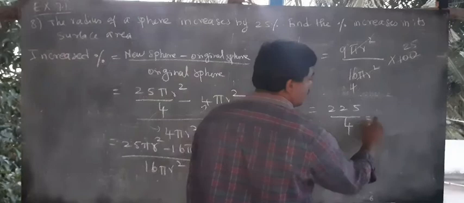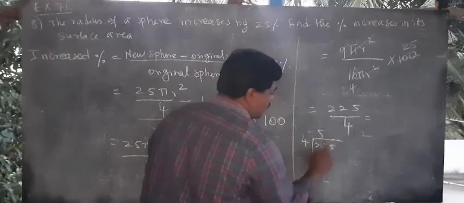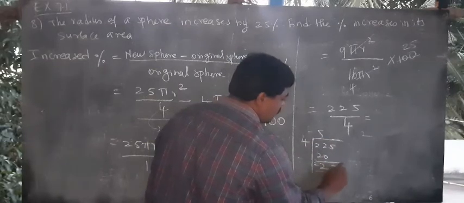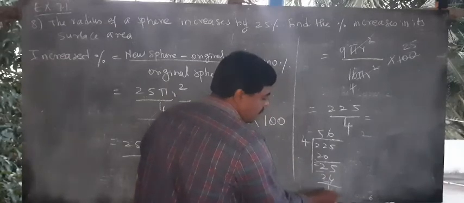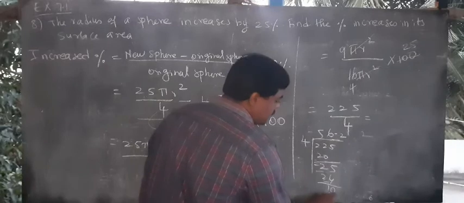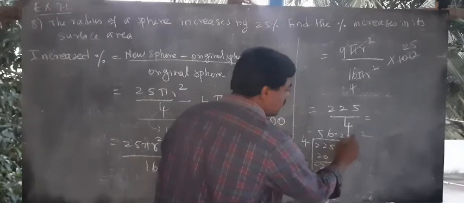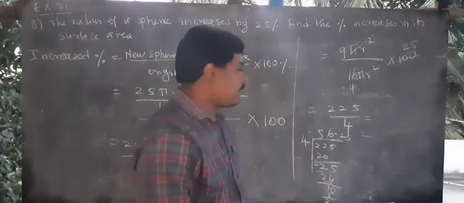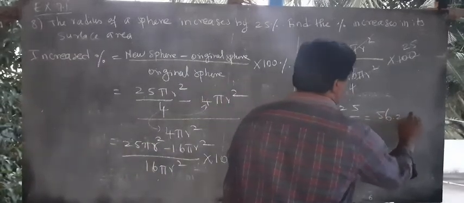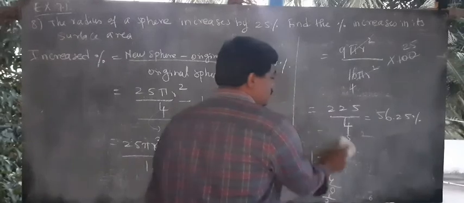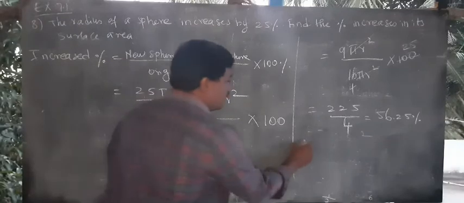225 by 4. So we divide: 4 fives are 20, 4 sixes are 24, remaining 1. Here we put a decimal point and add 0: 4 twos are 8, remainder 2, again we add 0, and we get 56.25. Division you know very well, do it at home. So 56.25%.